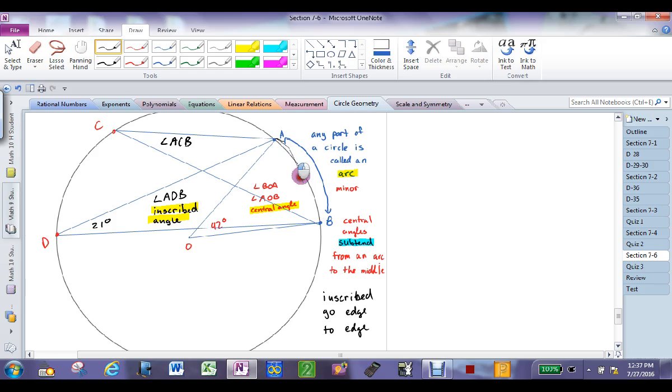Does it come from the same arc as 42? Yeah. So that means this must be half of 42, right? 21. Which also shows us what? Two inscribed angles coming from the same arc are what? Equal. Everybody cool?